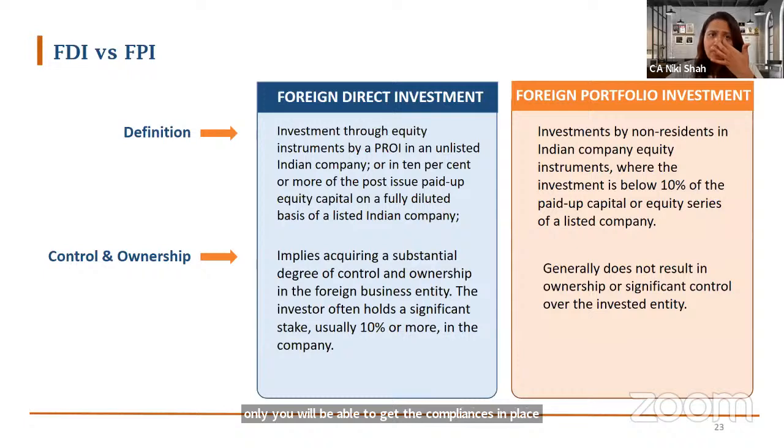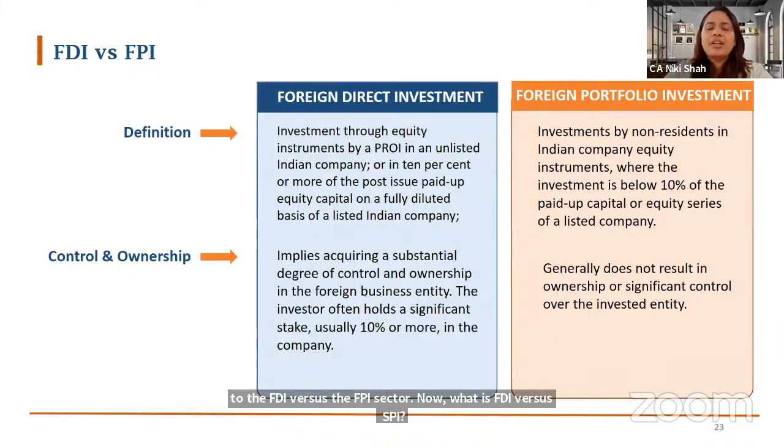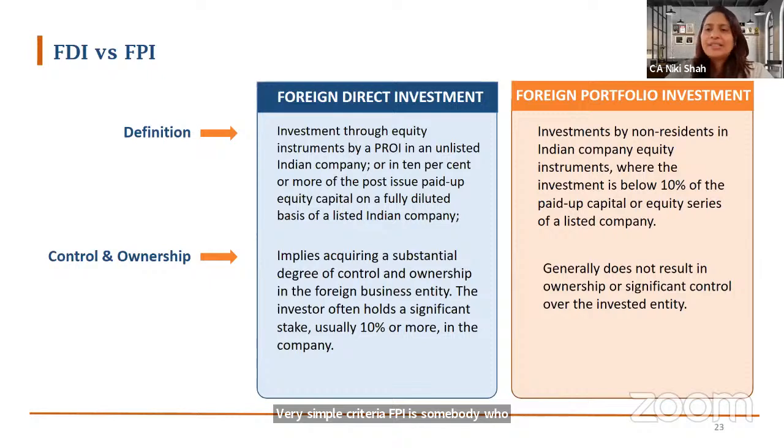Now we are going to be moving forward to the FDI versus FPI sector. What is FDI versus FPI? Very simple criteria. FPI is where somebody who is recognized by SEBI makes an investment as a non-resident in Indian equity instruments. If the holding is below 10%, it will be considered as FPI; if it is above 10%, it will be considered as FDI. For a listed entity, it does not matter who has the control.